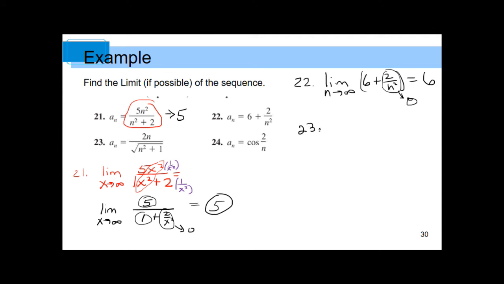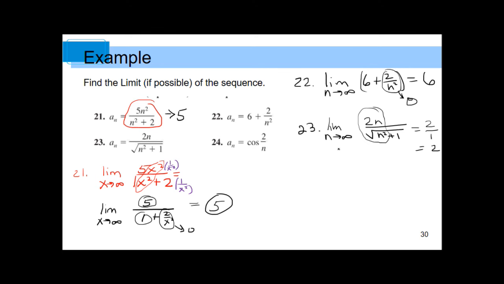For number 23, you can say the limit as n goes to infinity of 2n over the square root of n squared plus 1. So again, even though there's a square root, we could think of these two as having the same degree, because the square root of n squared is just n. And you can think of just looking at the coefficient of the highest degree terms, and you would have 2 over 1 or 2.